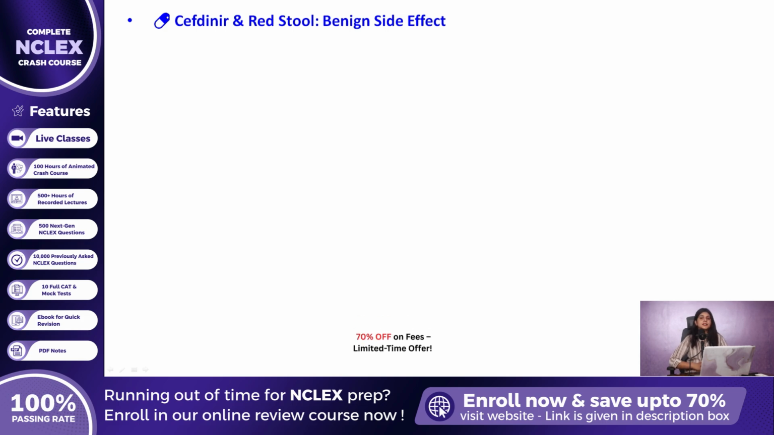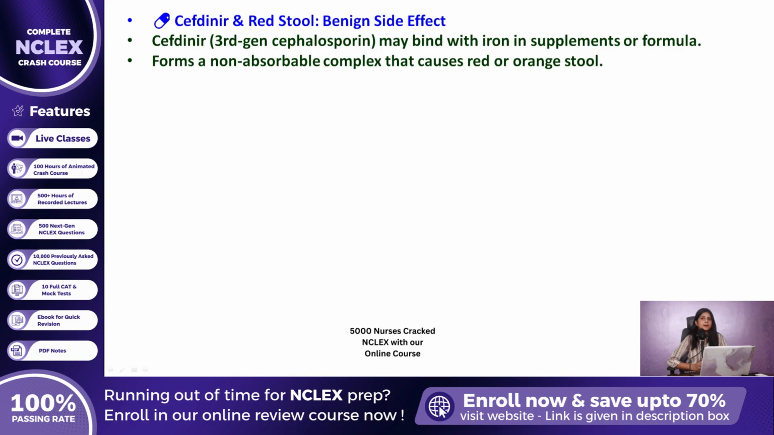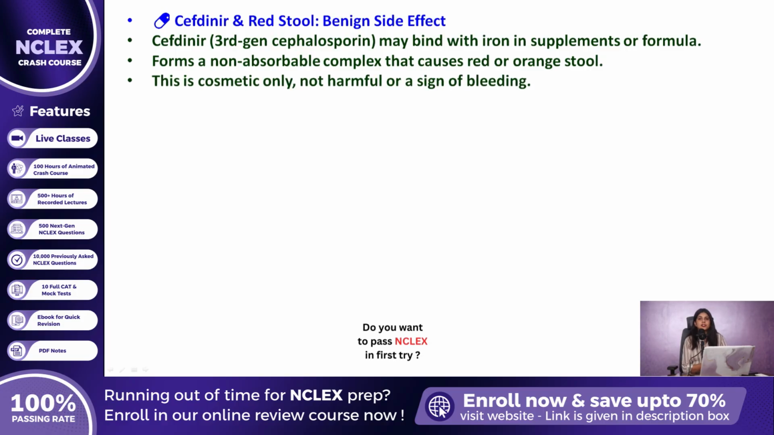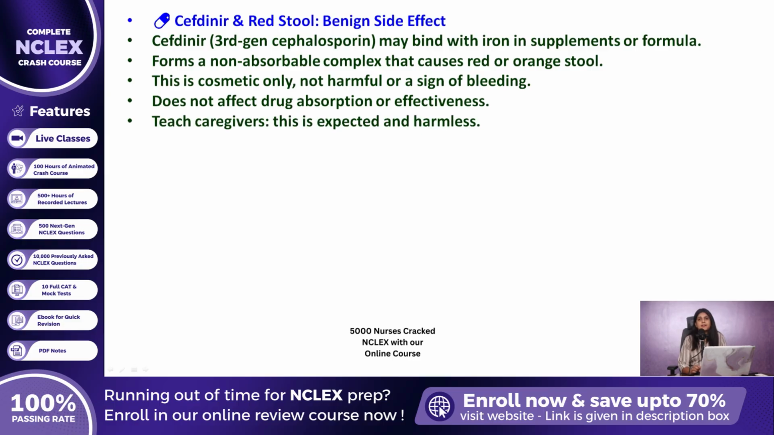Cefdinir, a third-generation cephalosporin commonly used to treat ear infections in children, is known to bind with iron in the gastrointestinal tract. When cefdinir interacts with iron, either from supplements or from iron-fortified infant formulas, it forms a non-absorbable complex that can appear reddish or orange in the stool. This is a documented, benign, and purely cosmetic effect. It does not indicate bleeding, infection, or treatment failure, and it does not impair the absorption or effectiveness of the antibiotic. Nurses should be proactive in informing caregivers of this potential side effect before it causes alarm. Letting parents know that this discoloration is expected and harmless increases trust and prevents unnecessary visits or early discontinuation of therapy.